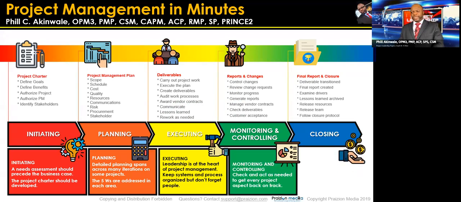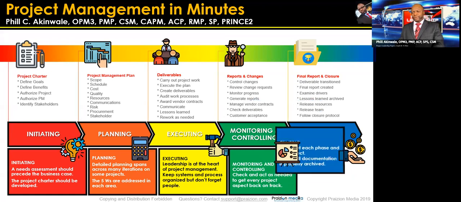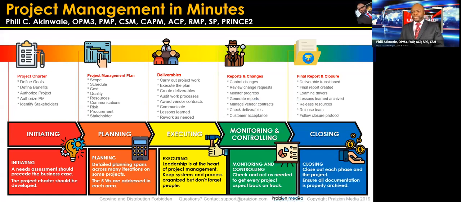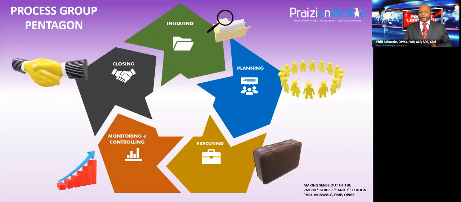Monitoring and controlling, we're checking and acting as needed to get the project back on track. And closing, we're closing out each phase in the project and making sure that all documentation is properly archived. And that, my friends, is pretty much what these 5 process groups are in a nutshell. To expand on this a little bit further, I will introduce you to the concept of what we call, in the world of PMI, Project Management Institute, knowledge areas.